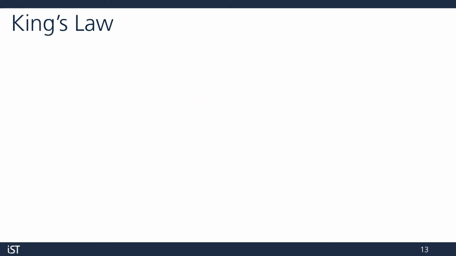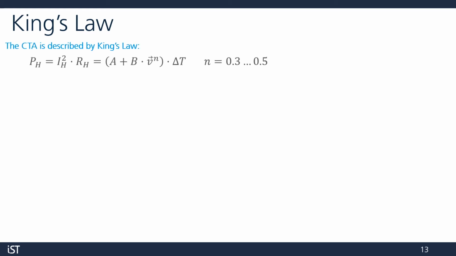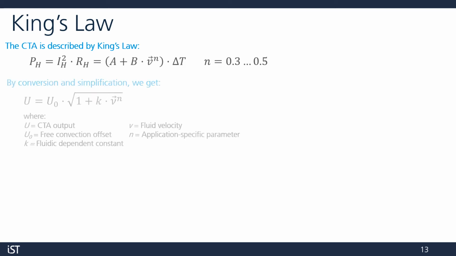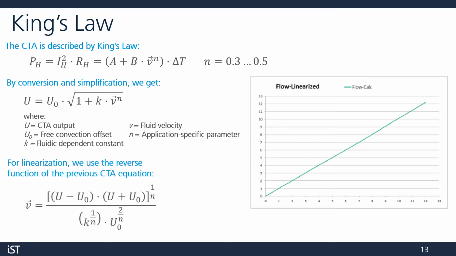So, how do we characterize our CTA results? The CTA is described by King's law, which we have here. We convert and simplify it to get this formula where U represents the CTA output in volts. Next, we use the reverse function and linearize.